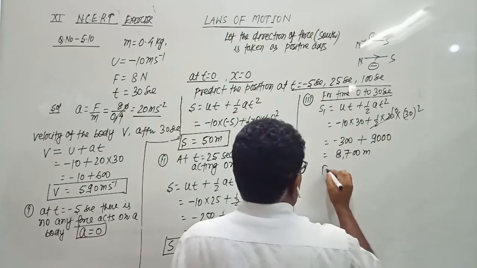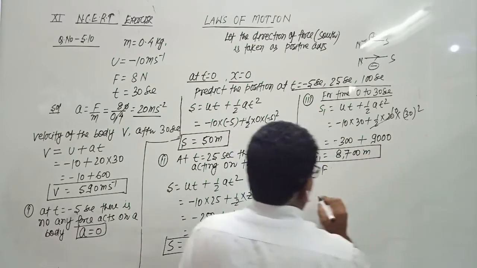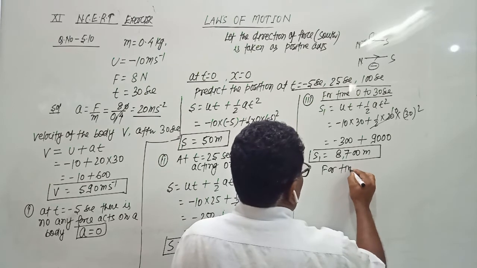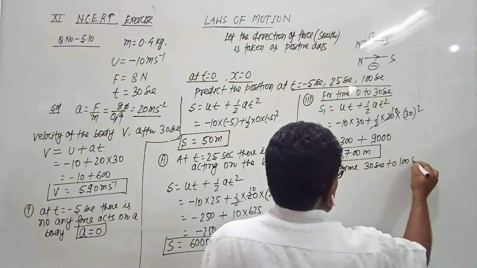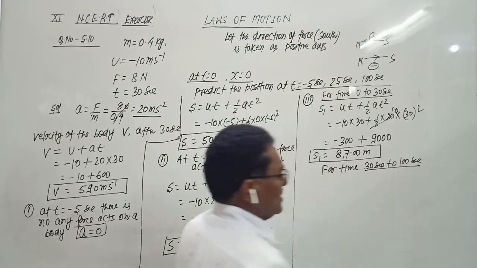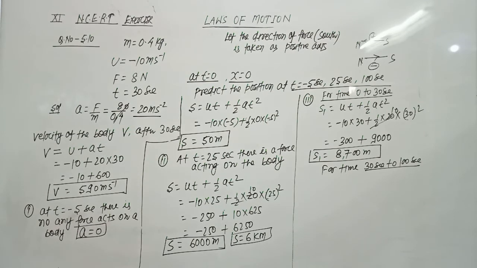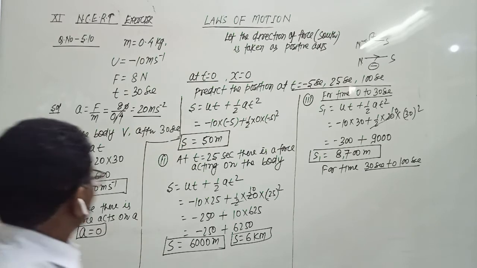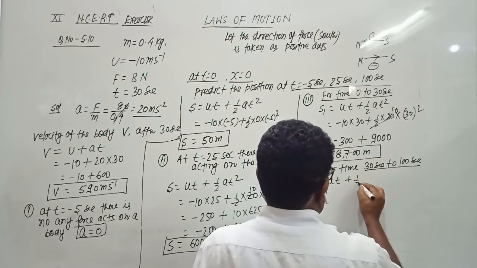So for time, this is the value of S1, 8,700 meter. For time 30 second to 100 second, the duration between them is 70 seconds. So again we use the same formula, S equals to ut plus half at square.